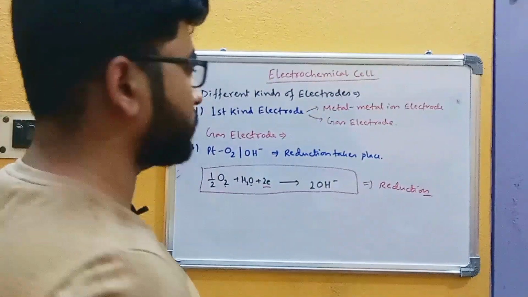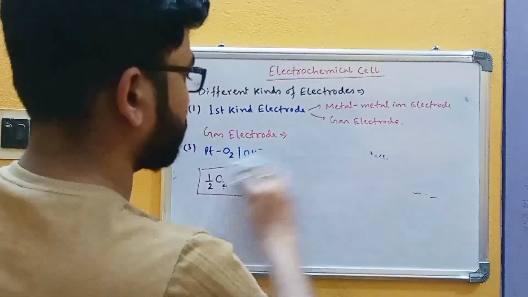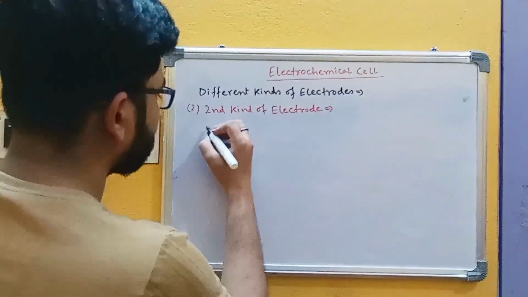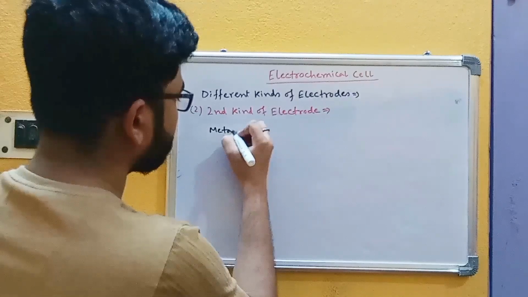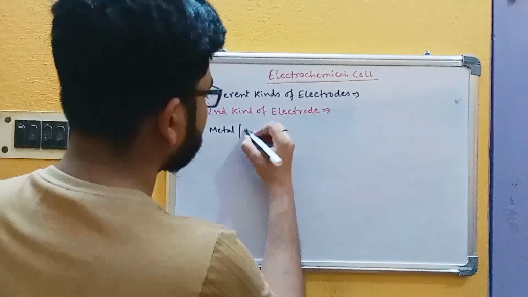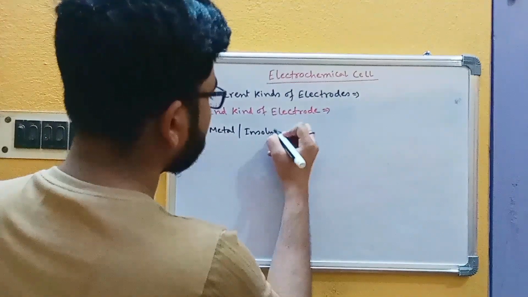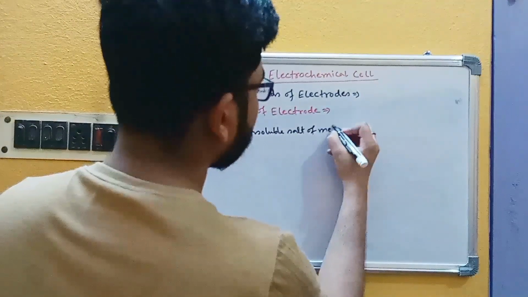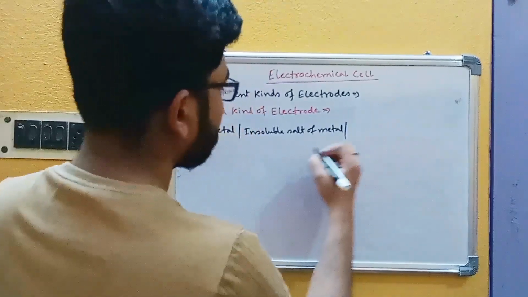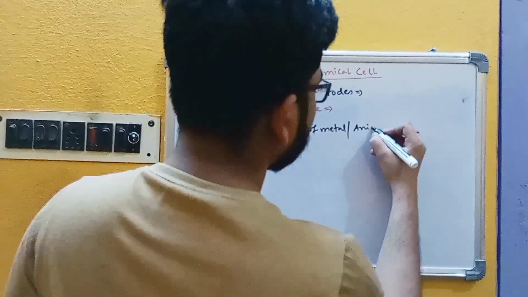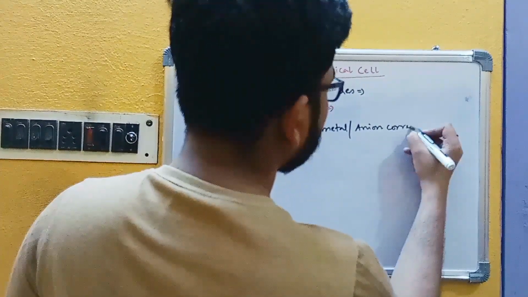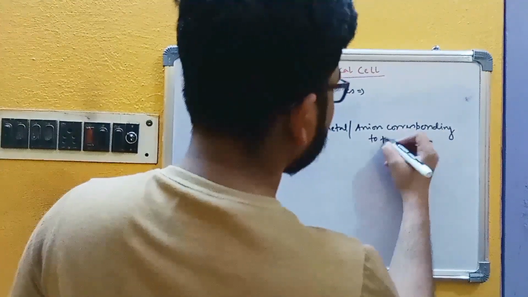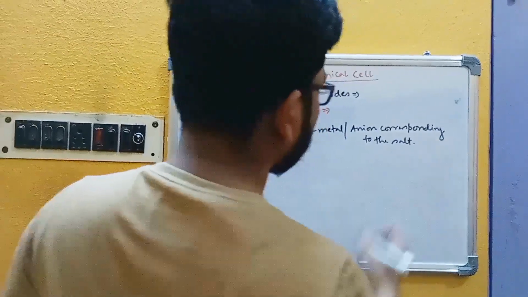Now we will discuss the second kind of electrode. The formula of the second kind of electrode is metal, insoluble salt of metal, and anion corresponding to the salt.